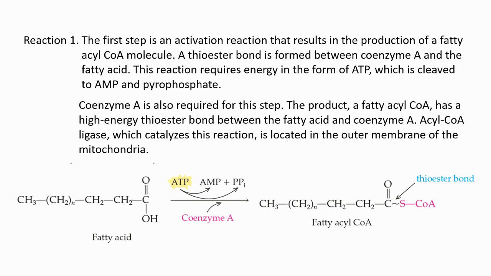Okay, sorry, going back. So the first step is the activation. So what would happen is that a thioester bond is formed between acyl coenzyme A rather, and the fatty acid. Okay, so the reaction requires ATP, and then coenzyme A is required for this step. So you'll actually be adding a coenzyme A to your fatty acid. Okay, now take note that this is actually located in the outer membrane of the mitochondria. Okay.